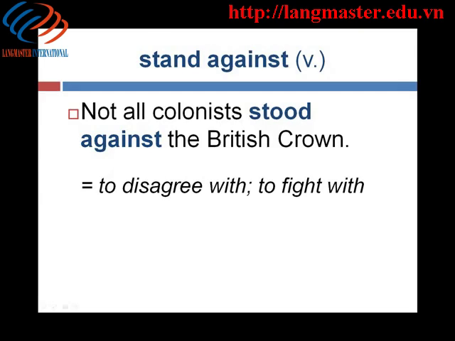Stand against. Not all colonists stood against the British Crown. To stand against something is to disagree with it, or to fight with it. Not physical fighting, but rather to fight about ideas or principles.